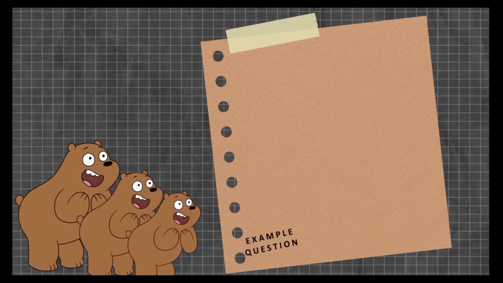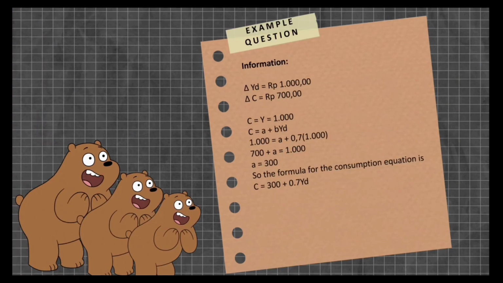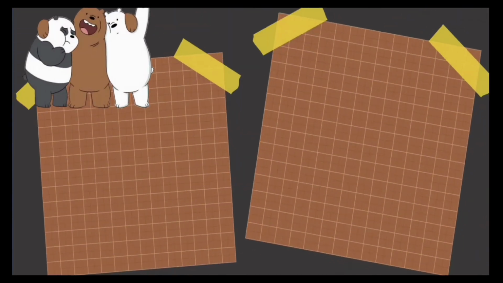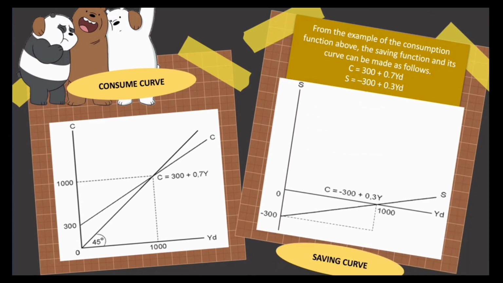Okay, this time I will explain about the saving curve. Previously, the following data were known. So, the formula for the consumption equation is C equals 300 plus 0.7 YD. Then we can see the consumption curve like this.